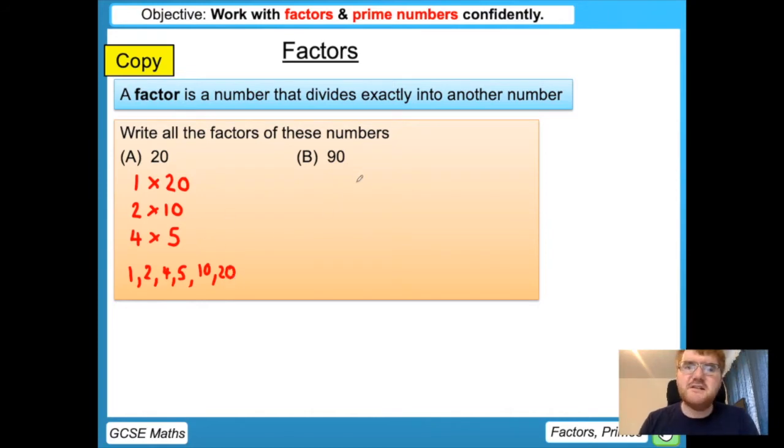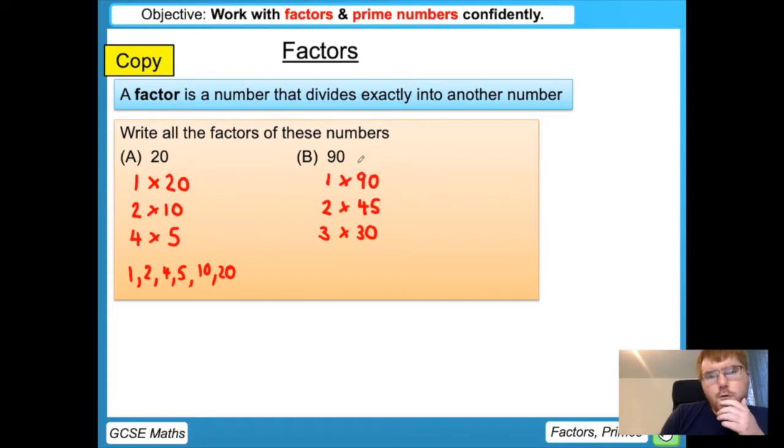Now 90 works in the same way. We start with 1 times 90. Always start with this one. And then we look at 2. Does 2 go into 90? Yes, it does. 2 times 45 gives us 90. Then we look at 3. Well, does 3 go into 90? Yes, it does, because 9 plus 0 is 9. 3 goes into 9. And we think, okay, 3 times 30 works.